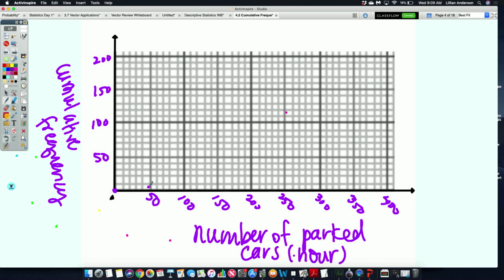And I continue to plot this. The next one's at 99.5 and 29. So 99.5 is almost right at 100, but just a little bit before. 29 is almost at 30. And we continue to plot. So go ahead and plot the rest of your points. 149.5, 70.